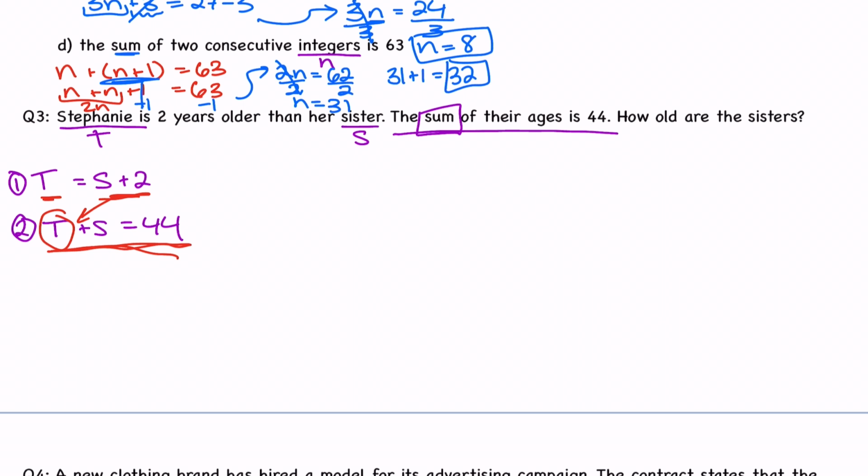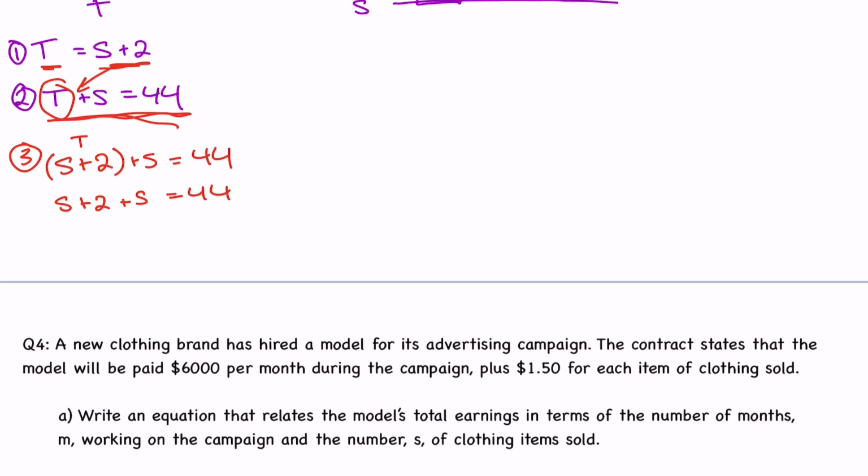So that's what I'm going to do in equation 3. So (S plus 2) plus S is equal to 44. And remember, we're using this in place of T. The brackets aren't affected by anything, so we can simply remove them. So S plus 2 plus S equals 44. Collecting like terms, we have two S's, so that's going to be 2S, and then we have a positive 2, so plus 2 equals 44.